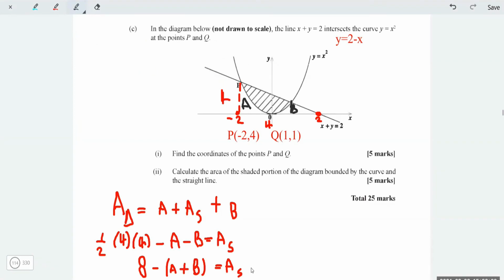So the area shaded is going to be equal to 8 minus 6.5. When we work that out, 8 minus 6.5 is 3 over 2. That's the area shaded. Nice. Of course, you have to tell them the answer is in units squared. And that's it. Nice.